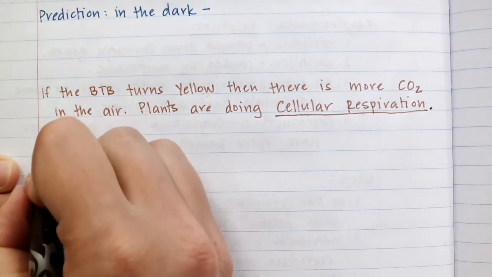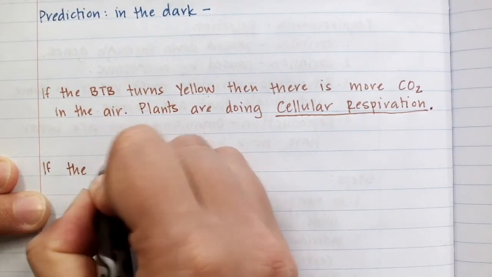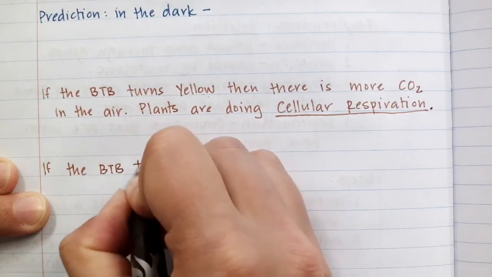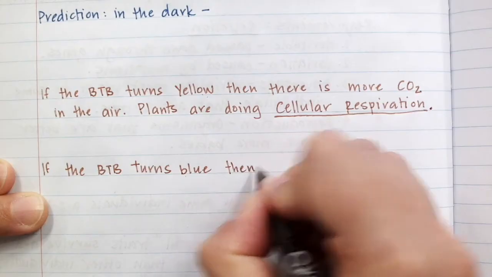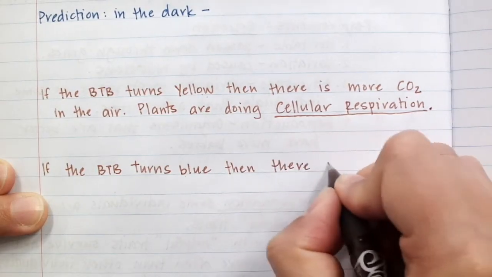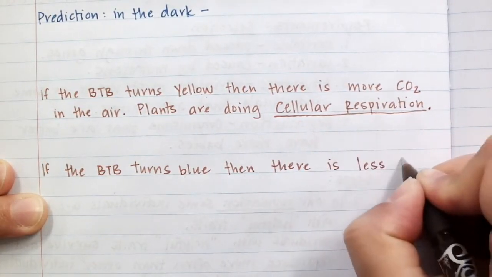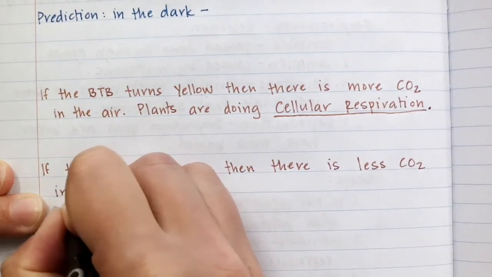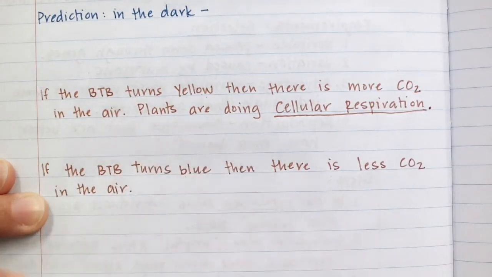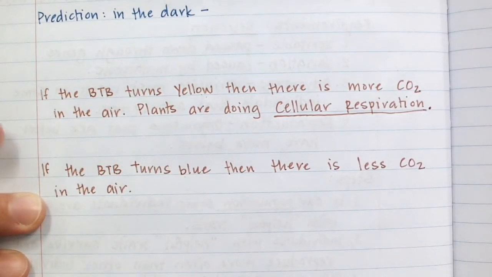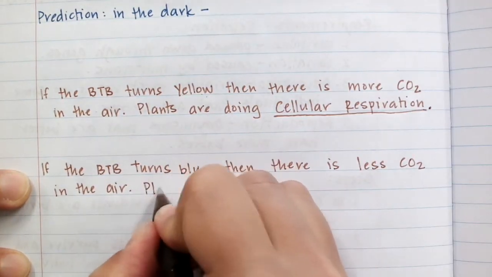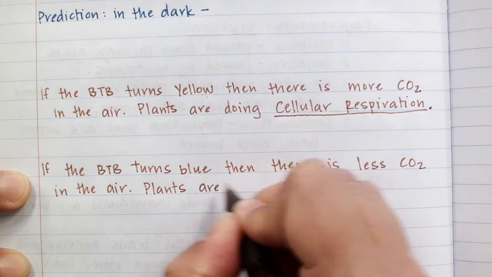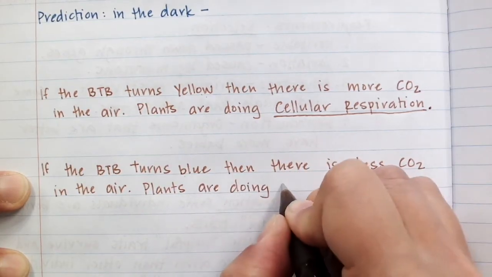But what if the BTB turns blue? What does that mean? Then there's less CO2 in the air. What process do we know of that will take carbon dioxide out of the air? Yeah, the plants are doing photosynthesis.